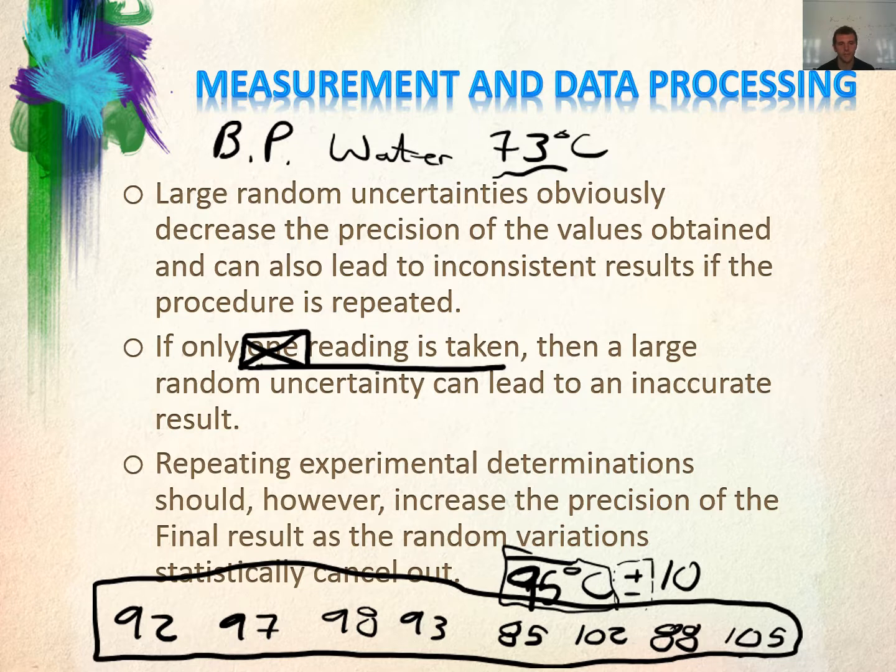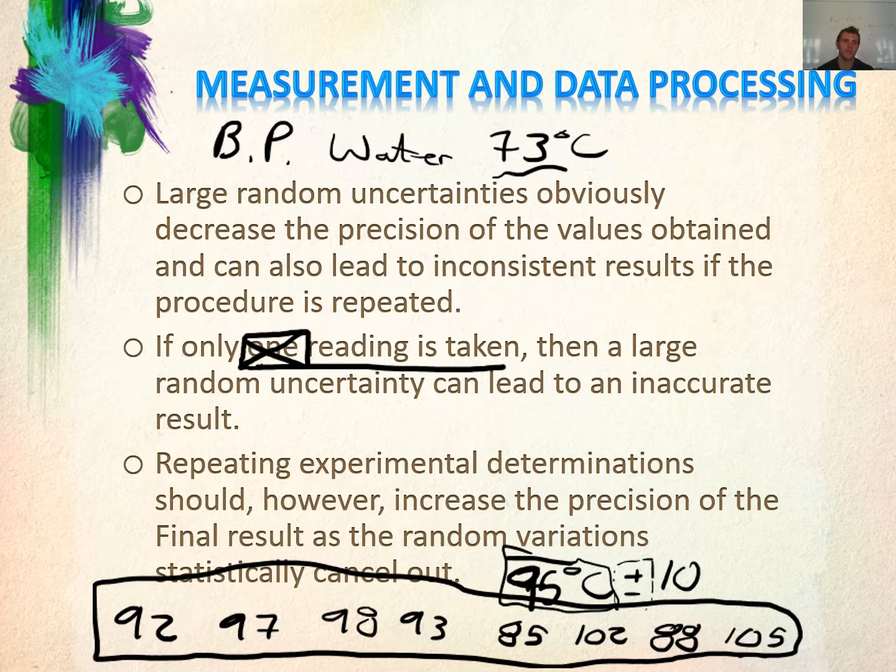So I'll have a series of values where it's going to be 92, and then 97, and 98, and then 93, 85, 102, 88, and 105. Even though they have a huge range of values, all of these random errors will eventually cancel out. They'll end up averaging out to being 95. So if you added all those up and divided by 8, you'll end up with 95 as your answer. So keep that in mind.